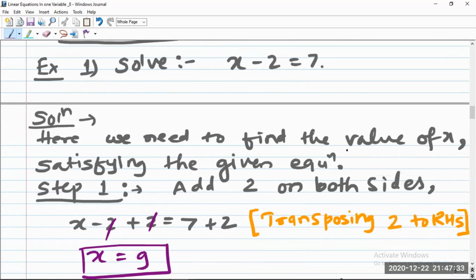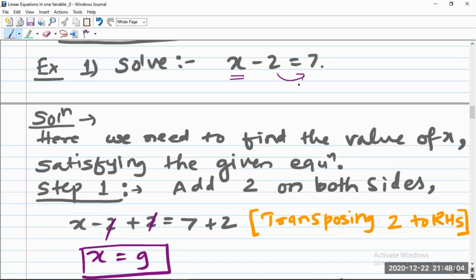So here we need to find the value of x satisfying the given equation. So what to do? We have to follow these steps. First, to get the value of x, we need to keep the term of x on the left side and all the remaining constants on the right side. Transferring a constant from one side to the other side is called transposition or transposing.